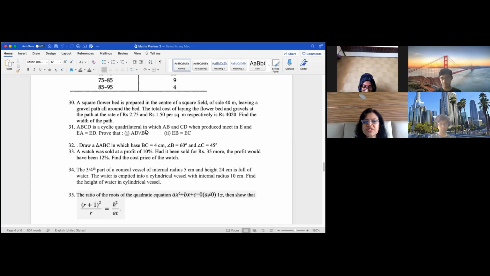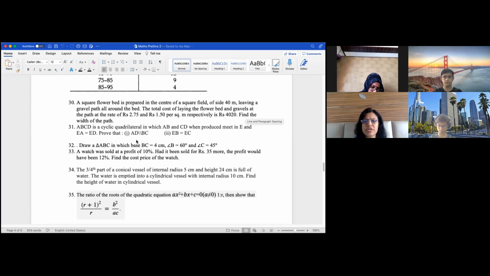Okay. Now, ABCD is a cyclic quadrilateral in which AB and CD, when produced, meet in E and EA is equal to ED. Prove that. So this is a simple question. What do we have to do? Anybody wants to discuss this question? Should I do it? If you want, I'll do it. Otherwise, I won't. If everybody has done it, then I'll not do it. Tell me.